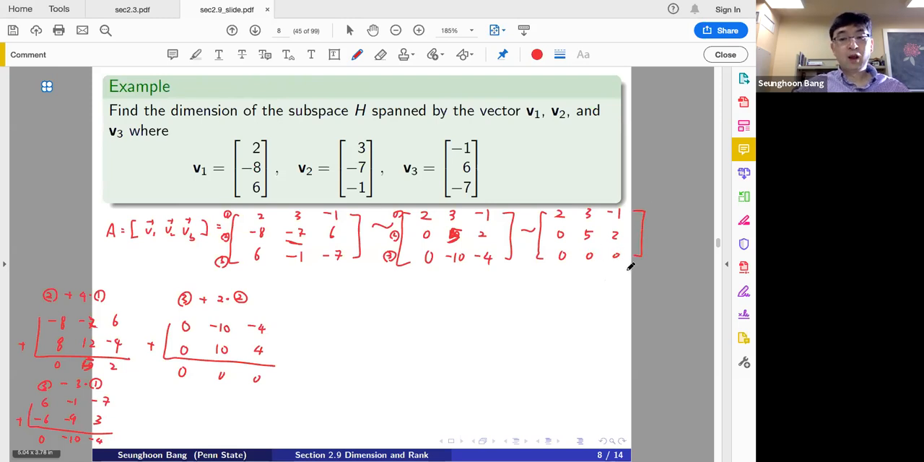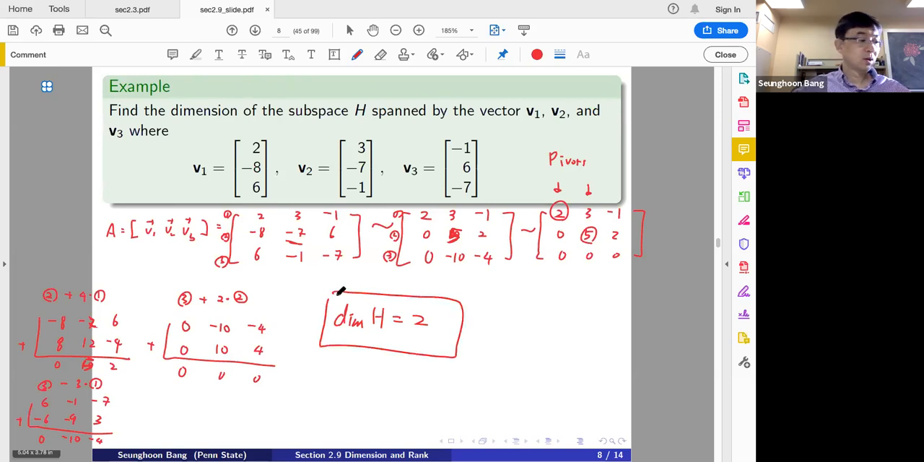So how many pivots do we have here? 2 is a pivot, 5 is a pivot. So we have 2 pivots. So what is the dimension of the subspace H spanned by v1, v2, v3? Exactly: the dimension of H is the number of pivot columns. We have 2. This is the idea for solving this problem.